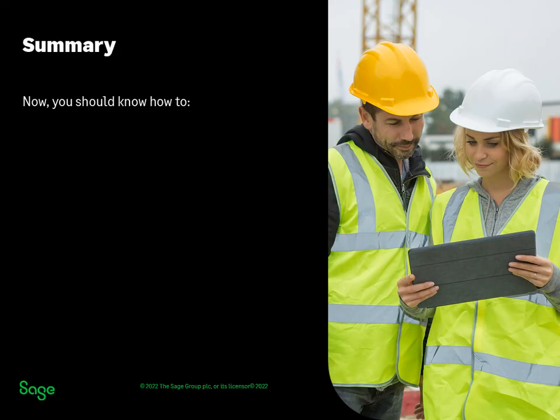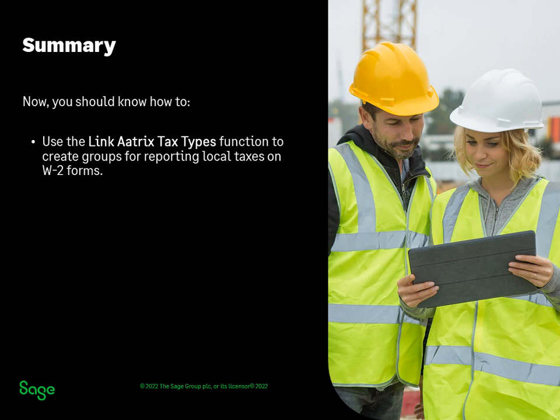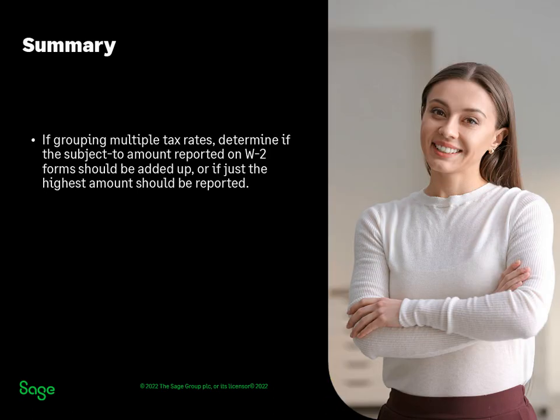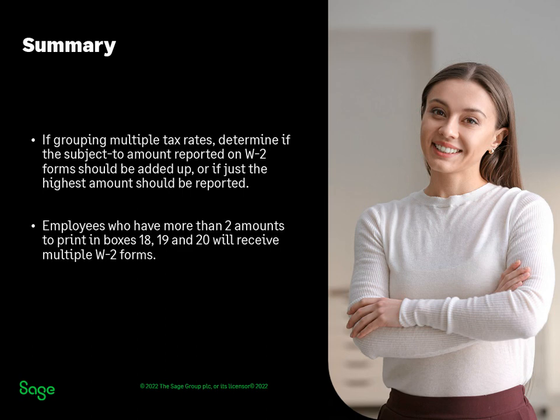So to summarize the lesson, to report your local tax information, all you must do is use the Link Atrix Tax Types window to create groups for tax reporting on your W-2 forms. Please work with your tax advisor to determine which of the local taxes you are tracking can be combined on the W-2 form versus the ones that need to be shown individually. And for those being grouped, whether the Subject To amount should be summed or just reported based on the highest value.